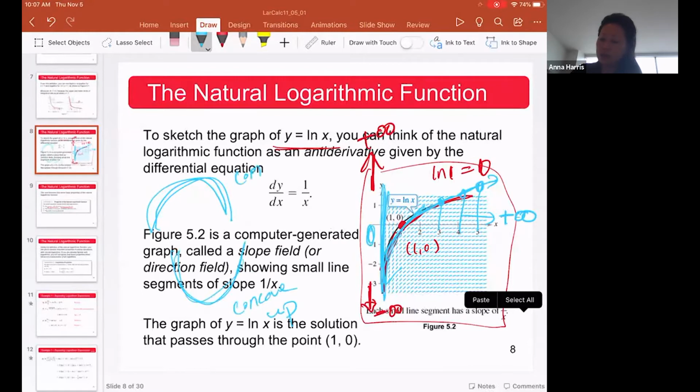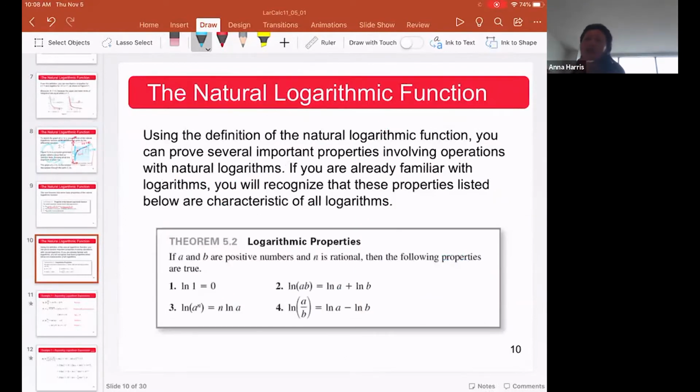So natural log is concave down. Oh, excuse me, down. All right. Now, I want you to memorize this or write this down so when you do your homework problem, you know what to do. The log has properties.